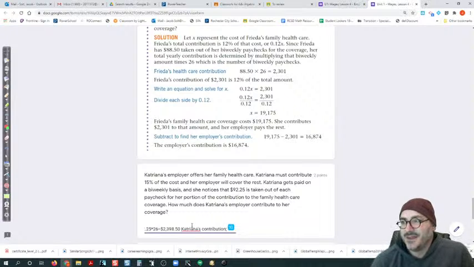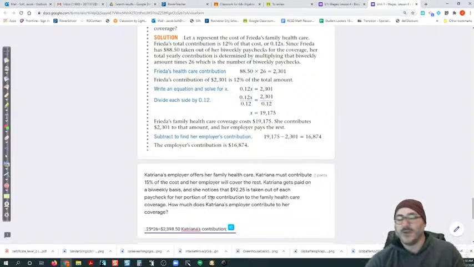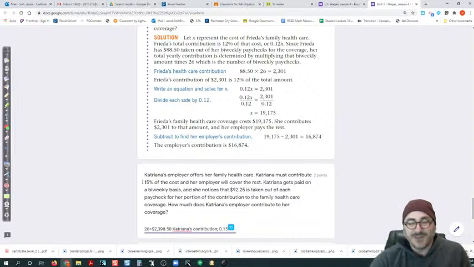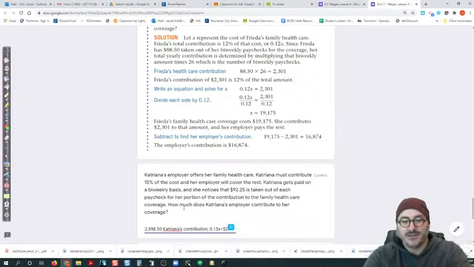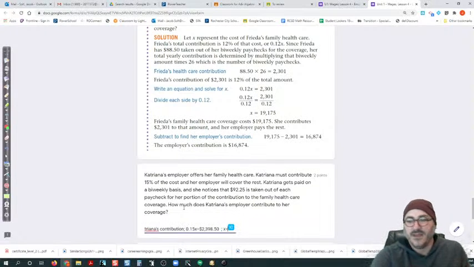Next, what they do over here, they found that her contribution is 12% in Rita's case, so they put this into an equation. That's what I'm going to do over here. I'm going to use 0.15, because Catriana is covering 15% of her employment contribution, times X, an unknown quantity, which is the total amount. That's going to be equal to 2,398 and 50 cents. All right, so here's an equation. I'm going to solve for X.